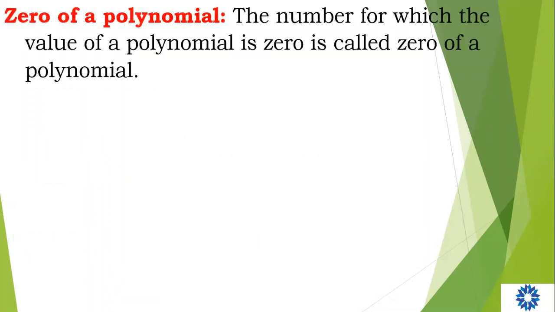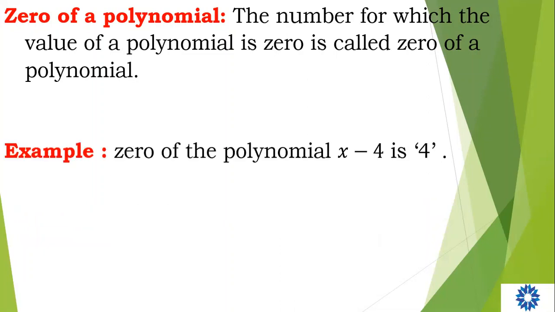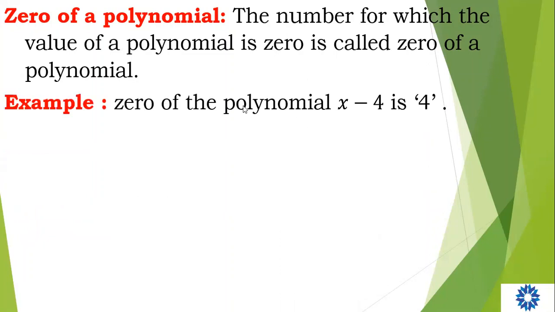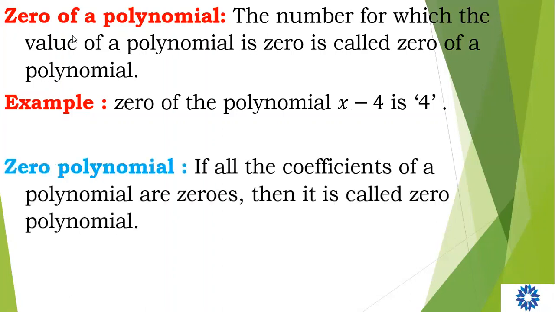Zero of a polynomial. The number for which the value of a polynomial is 0 is called a zero of the polynomial. It means if you substitute any value and you get 0, it is called a zero of the polynomial. Like for example, the polynomial x minus 4. If you want to get 0, x value is replaced by 4. So 4 minus 4, 0. That's a zero of a polynomial.